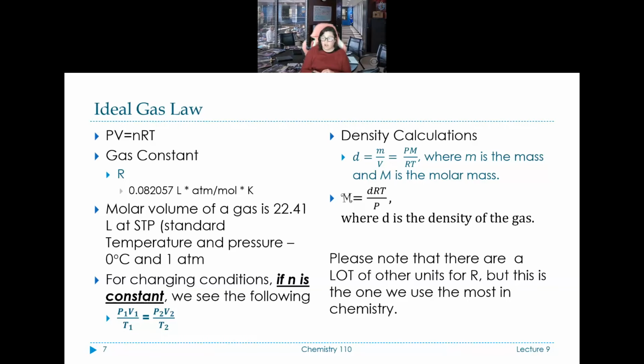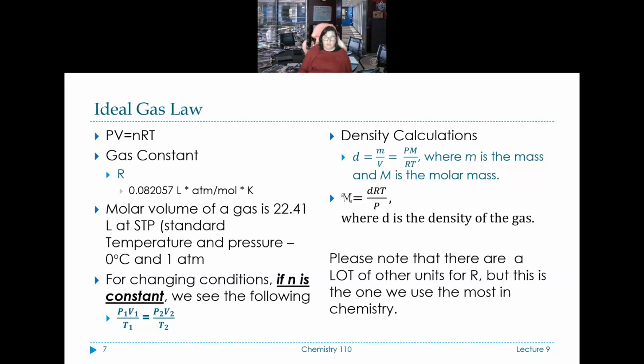Please note that there are a lot of other units for R. I've given you one, but this is the one that we use most often in chemistry. Well, why? It was defined in pascals before. We typically don't work in those units. What we typically work in are units that are more common to us: volume in liters, pressure in atmospheres, n being the number of moles, so the unit is mole, and temperature in Kelvin. So that's why those units are there, and that's why that's the gas constant that we use most often, because we need to be able to convert using those particular units.